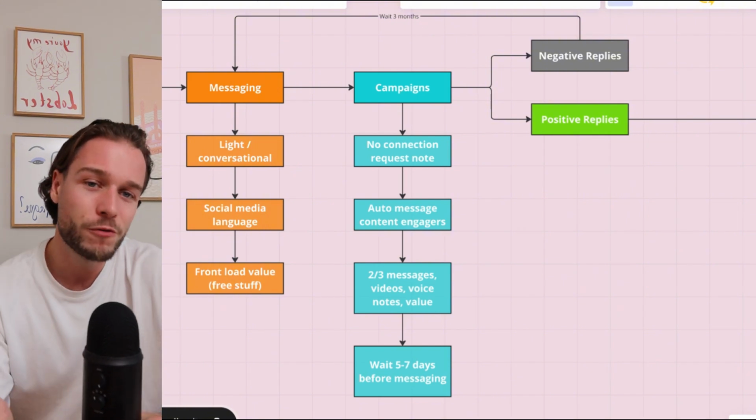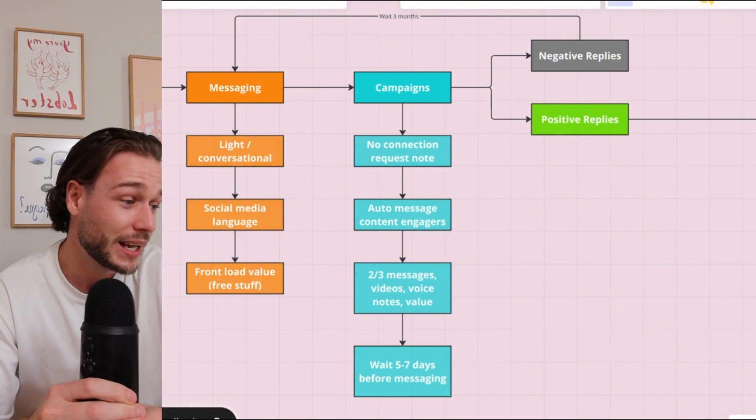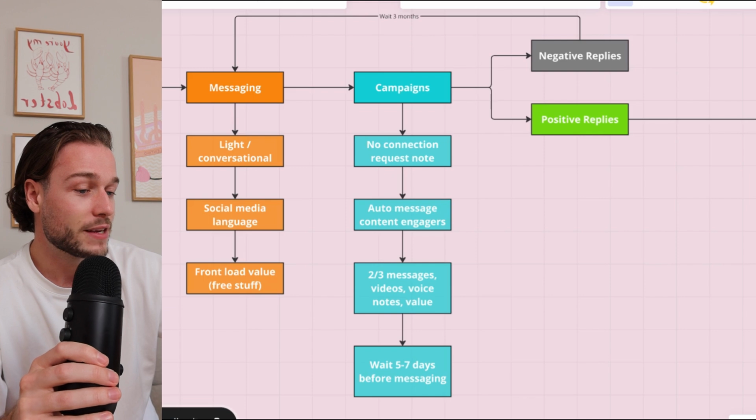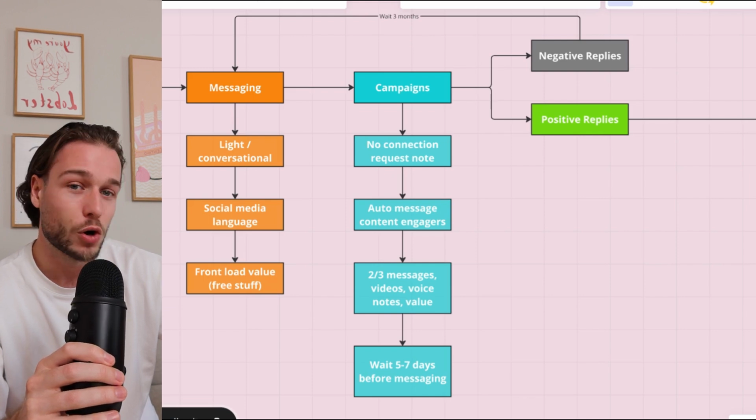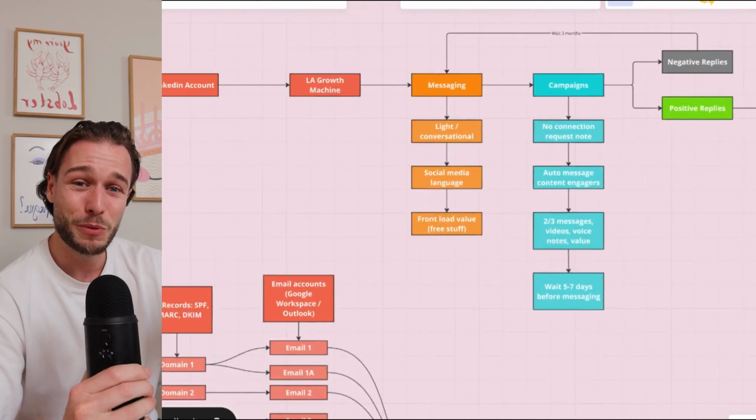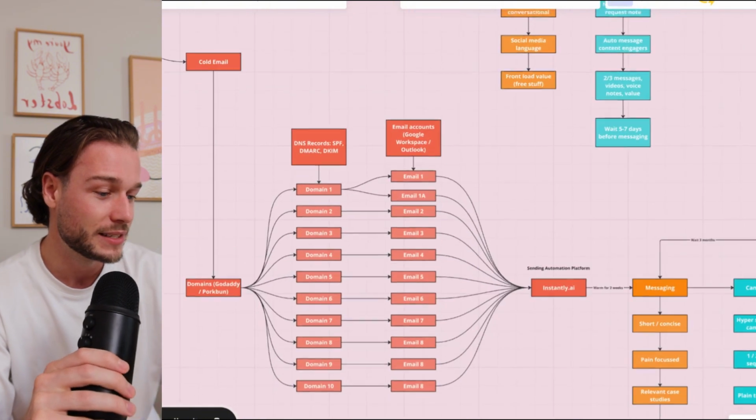So it comes off more friendly and more personal. So that's what we like to do, okay? Now, the other way that you can automate your outreach is through cold email, and this is our bread and butter. This is what we really love to do for businesses, okay?